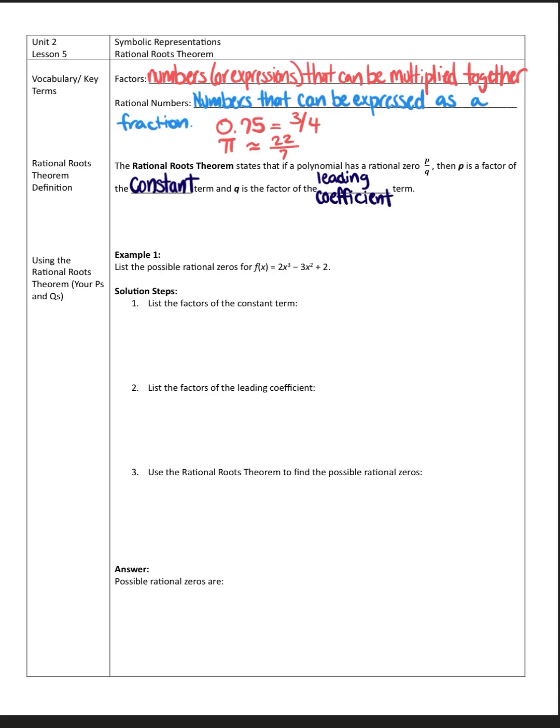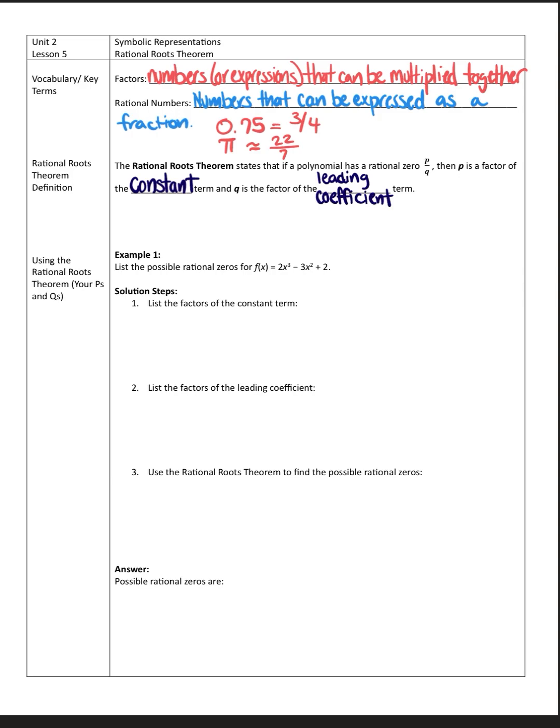And that's a simplified definition, but really, I just want you to keep these definitions of factors and rational numbers in the back of your head while we talk about the rational roots theorem. All right, so moving on to the rational roots theorem. That states that if a polynomial has a rational zero, p over q, then p is a factor of the constant term, and q is a factor of the leading coefficient term.